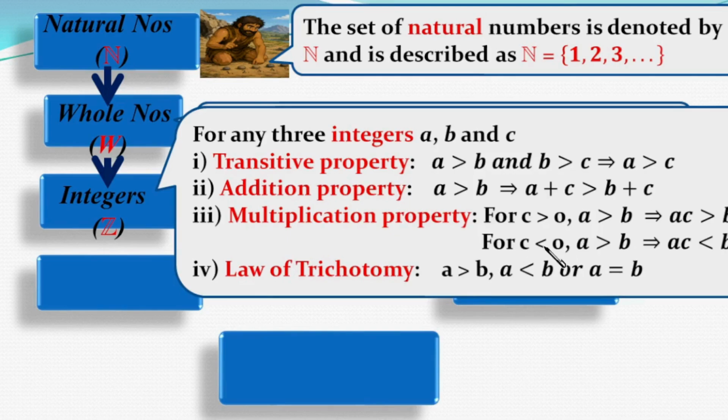But if you multiply by a negative, for c less than 0, meaning c is negative, so if you multiply both sides of an inequality by a negative, we need to change the inequality sign. So a greater than b implies ac less than bc, because we multiply both sides of the inequality by a negative number. So these two are the multiplication properties for any 3 integers a, b, c. And the fourth property: given any 2 integers, one of these 3 must be true. We call it the law of trichotomy. Given any 2 arbitrary integers a and b, one of these 3 must be true: a is greater than b, or a is less than b, or both are equal. So these are the basic properties of integers.